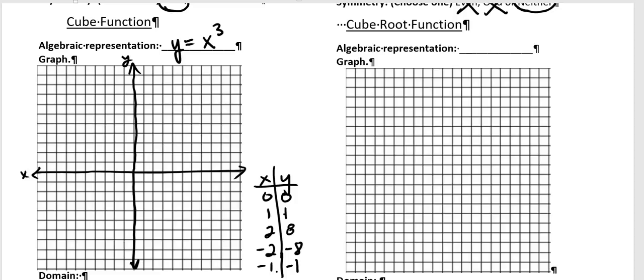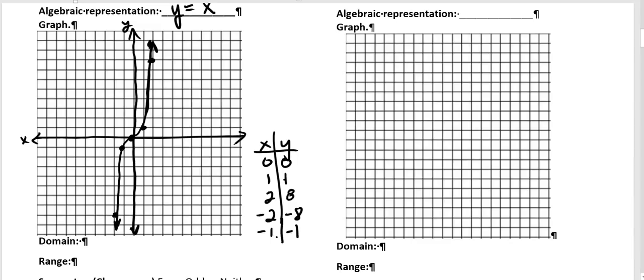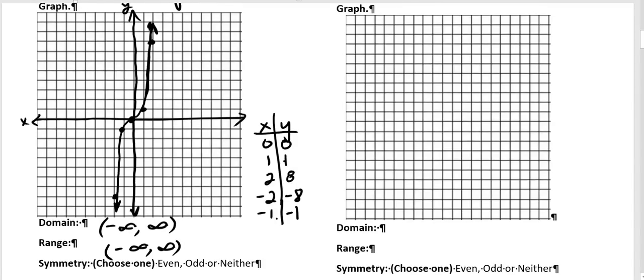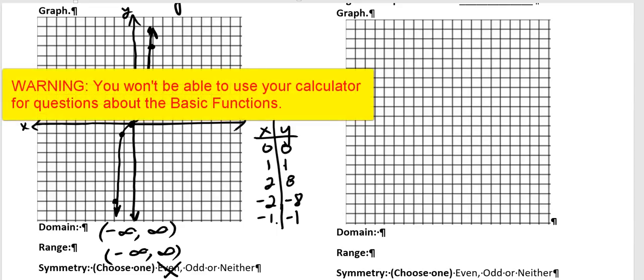So let's go ahead and graph these points. We've got a loose sketch there. That's pretty nicely drawn. So let's look at our domain. Now remember, this is really tipping left to right, both sides. So our domain is -infinity to positive infinity. And our range is also -infinity to positive infinity. Okay? Now, symmetrically, if I look at this, it does not mirror about the y-axis, so it is not even. If I turn it upside down, does it look the same? Yes, it does. So it's an odd function.